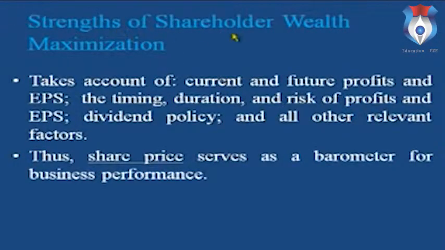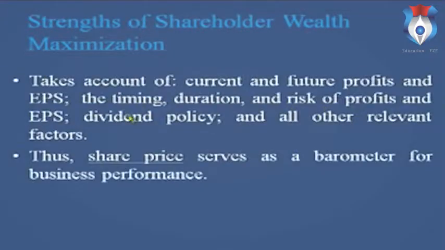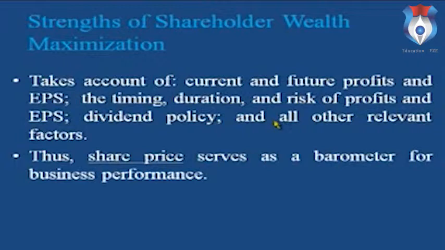Now, there are certain strengths of shareholders' wealth maximization. Because share price serves as a barometer for business performance, if share price is increasing, you can make a guess that the firm is performing well. And if the share price of the company is decreasing, this means that the firm is not doing well. It also takes into account current and future profits and earning per share, and timing, duration, and risk of profits, dividend policy, and all other relevant factors. So that is why shareholders' wealth maximization should be called the ultimate goal of the firm.